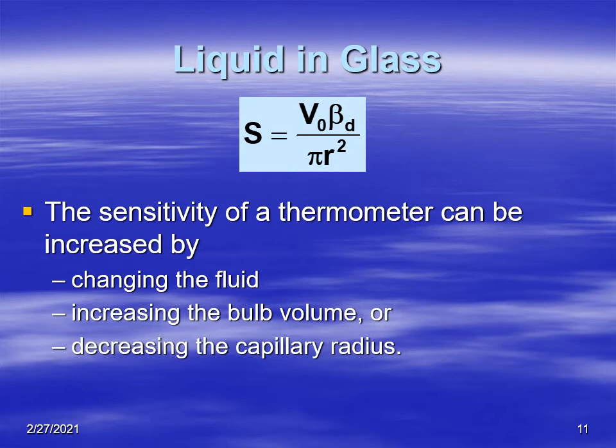The other thing that you can do is make the things in the bottom of the equation, the denominator, smaller. What we have there is r, the radius of the capillary, and the capillary is the little tube that's inside the glass that goes up the stem of the thermometer. If you make that smaller, that'll make S bigger, meaning that a smaller hole in the thermometer stem, the capillary, will increase the sensitivity.